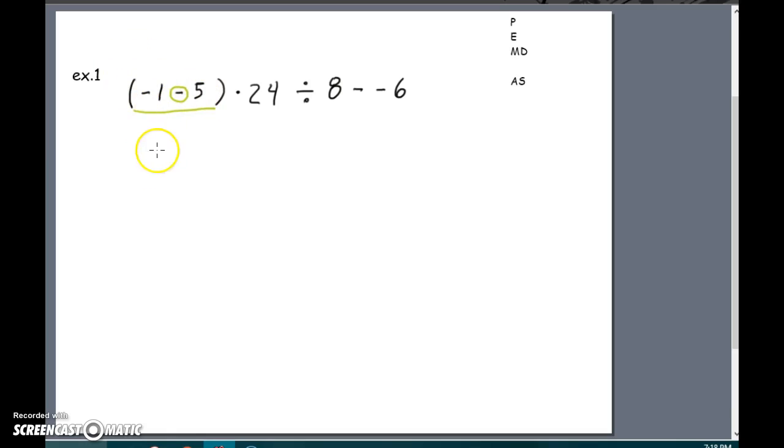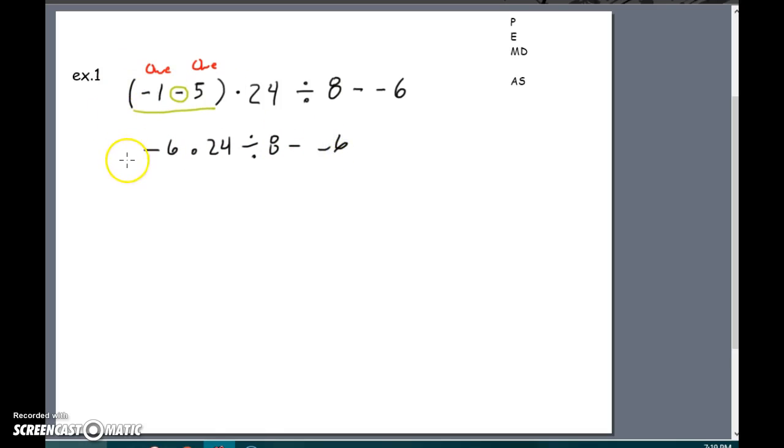Negative 1 minus 5. Here I owe $1 and I owe 5, so total I owe $6. When you have money, the number is positive. When you owe money, the number is negative. So I owe $1 and I owe $5, so total I owe $6. Okay, so that's one way of thinking about signed numbers if that's something that has been difficult for you. Times 24 divided by 8 minus a negative 6.